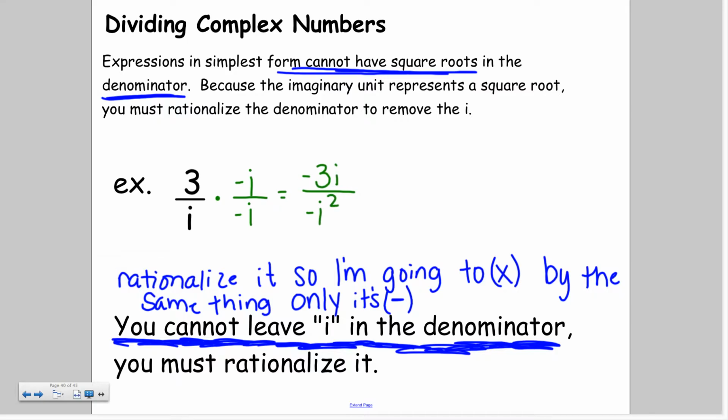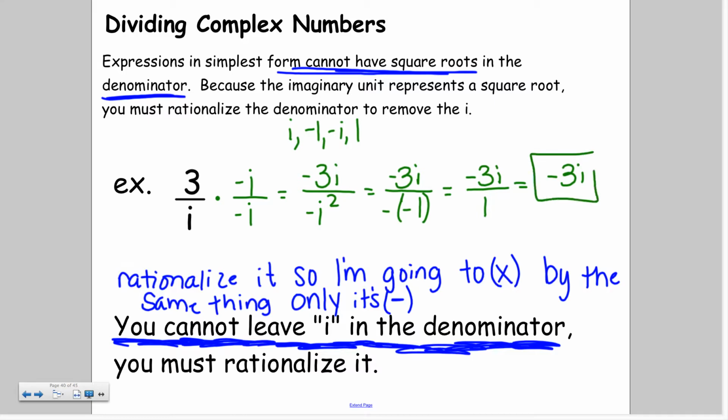Now, I squared, we can't have an I squared. Remember our little pattern we have here. So I squared is negative 1. So we're going to have negative 3I over negative 1. Now, negative 1 is going to give us a positive 1. So we have 3I over positive 1, which is also a negative 3I. And now we have rationalized, we've solved it. That is our answer for that one.